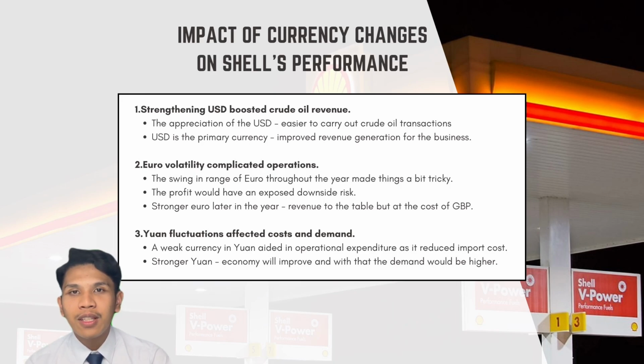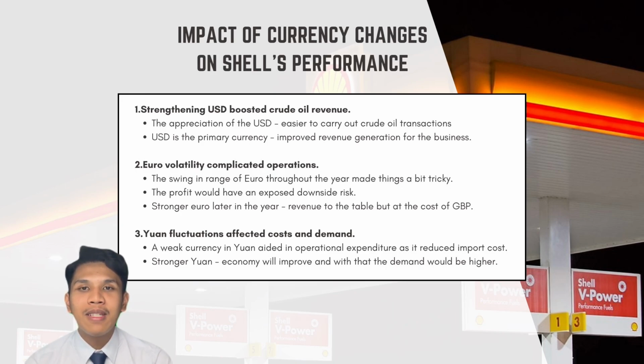Second, euro volatility complicated operations. The swing in the range of the euro throughout the year made things a bit tricky while managing the European business of Shell. The periods when the euro was strong piled on to the operational costs, meaning that profit will have had exposed downside risk, and a stronger euro brought revenue to the table but at the cost of GBP.